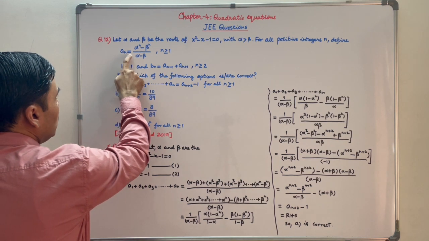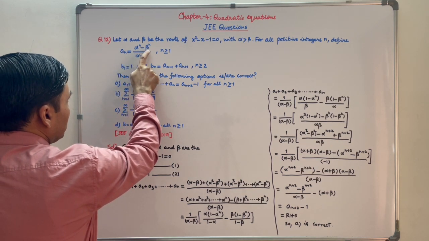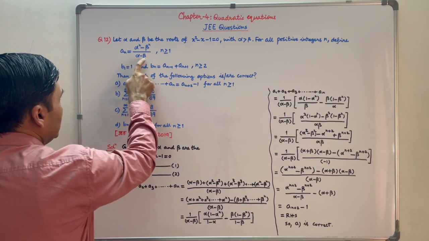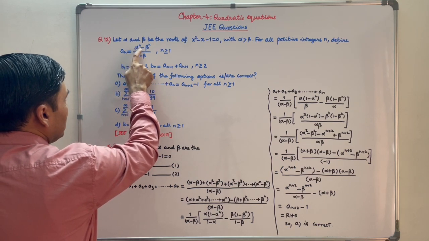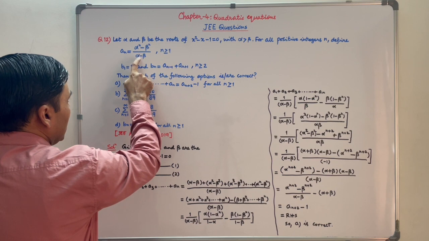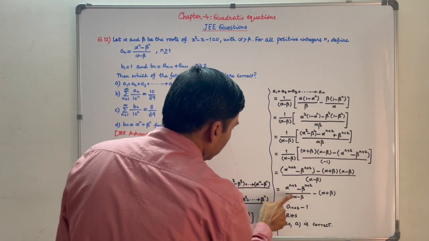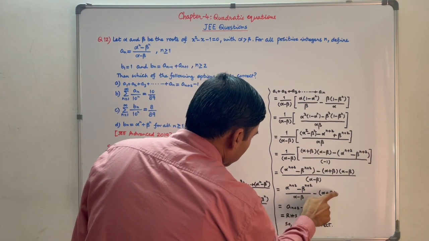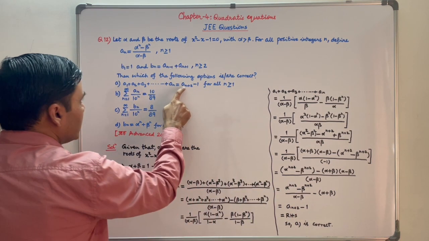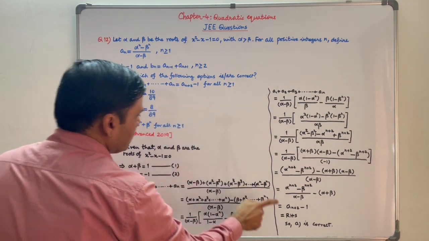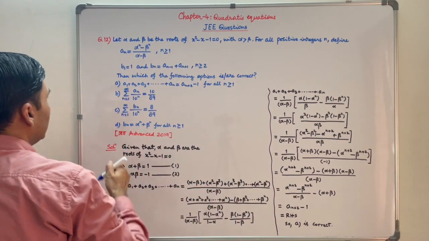A n is equal to alpha to power n minus beta to power n upon alpha minus beta. So a n plus 2 is equal to alpha to power n plus 2 minus beta to power n plus 2 upon alpha minus beta, which is the same. So this can be simplified as a n plus 2 minus 1, which is right hand side. So statement A is correct.